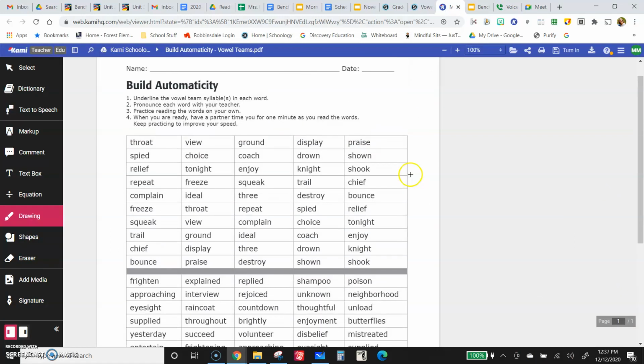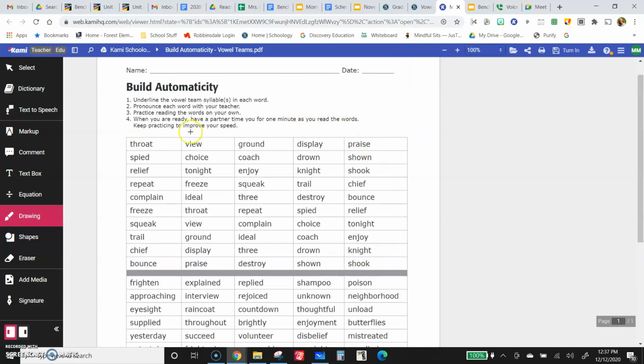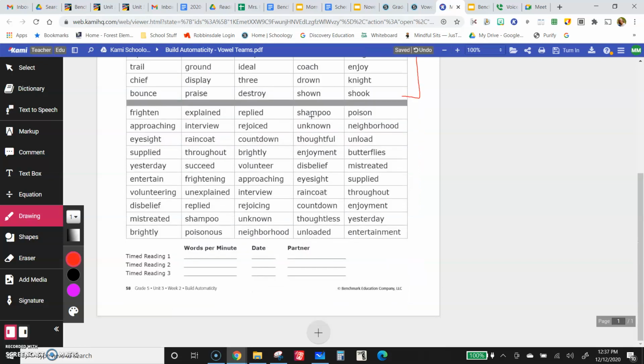Now, on your words, remember you do need to do the first half. You need to underline the vowel team. Okay. Oops, didn't mean to cross it out. Sorry. Underline the vowel team. In the first half, the second half is optional. And then at the bottom, time yourself and write down how many words per minute you got. You don't have to do it three times. You can do it yourself. Just set a timer, mark how far you got, and then count how many words that was.